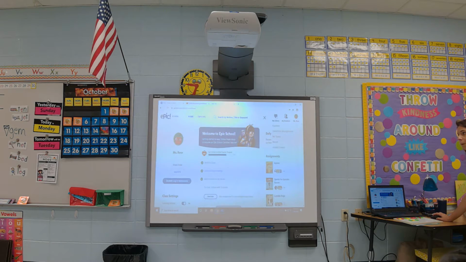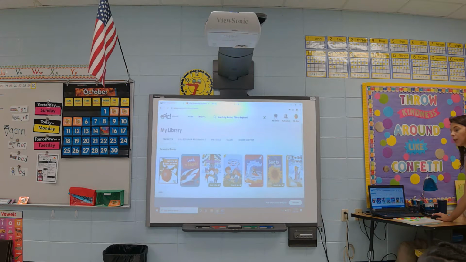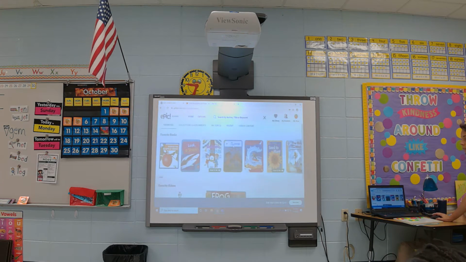You'll normally go up here to your heart. You see this heart up here? That says your library, the books that we like. Sometimes it'll also already have a book assigned to you.